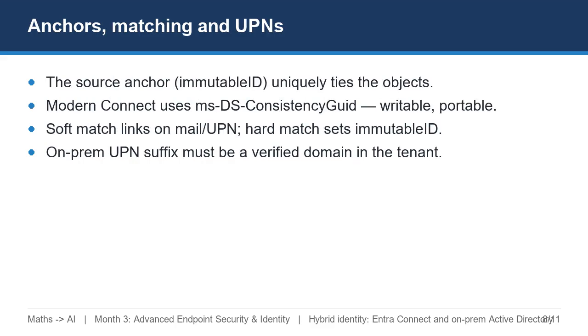Every object needs a stable source anchor, the immutable ID, so the engine always knows the cloud object and the on-prem object are the same thing. Modern Connect uses ms-DS-ConsistencyGuid, a writable attribute that makes forest migration safe. When an on-prem object meets an existing cloud object, the engine tries a soft match on mail and UPN attributes. If that fails, you perform a hard match by setting the cloud object's immutable ID to the base 64 of the source anchor. And watch your UPNs. The on-prem UPN suffix must be a verified domain in the tenant, or users get stuck with an onmicrosoft.com UPN.